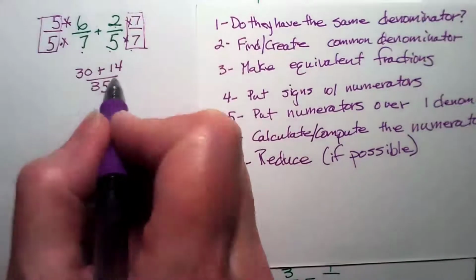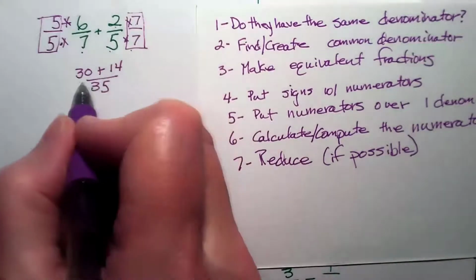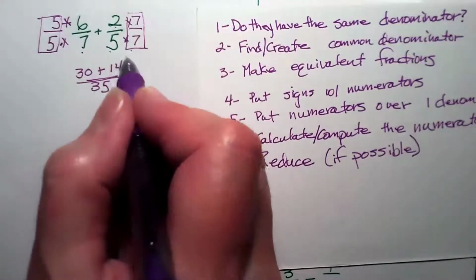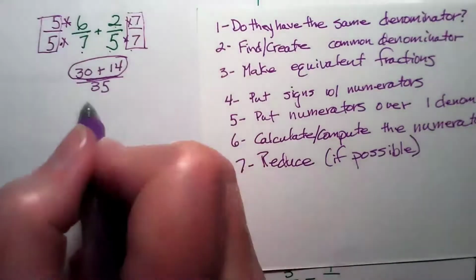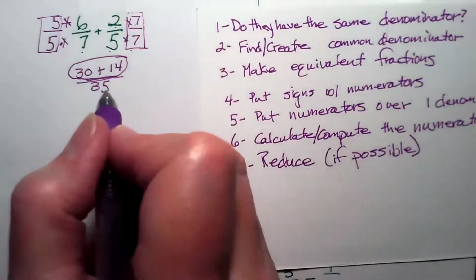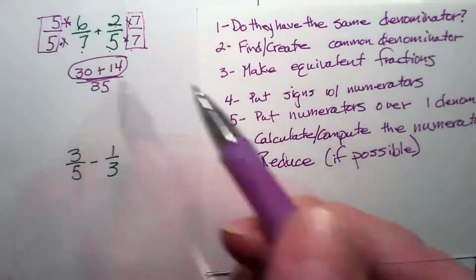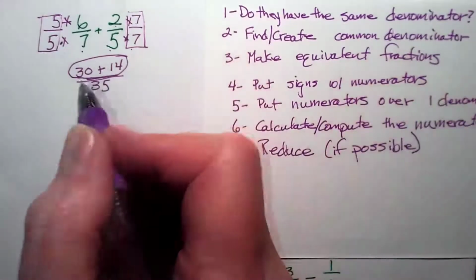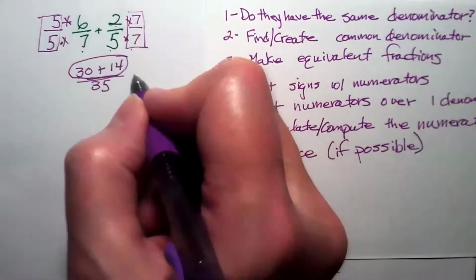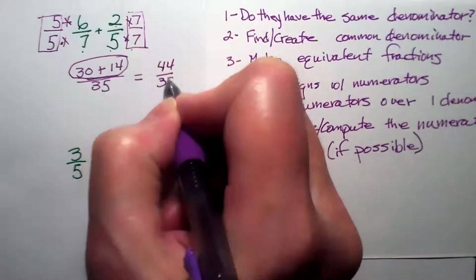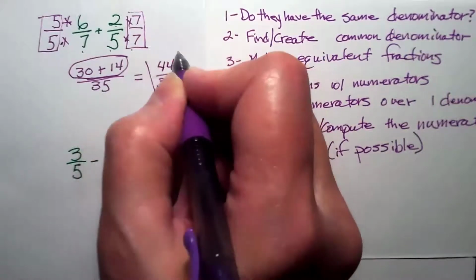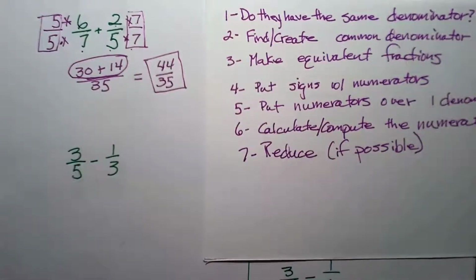Some people put these separate and put 2 35s, but I like to just put it all over one, because then it's very clear what math I'm going to do. I'm not going to do anything with the denominators. This is just telling me the size of the piece is now 35ths. But I am going to do the numerators. So 30 plus 14 is 44. So my answer is 44 35ths.